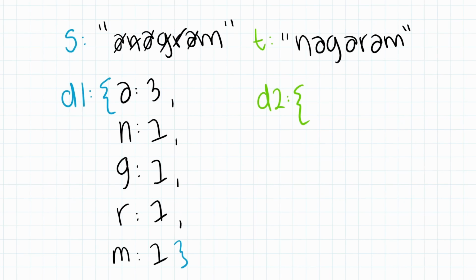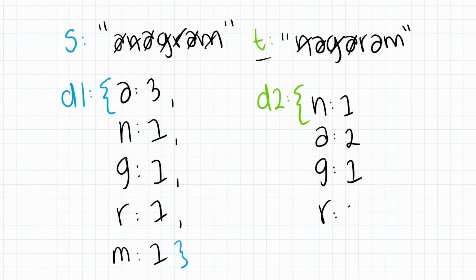So we can finish off this dictionary because we have gone through all the values and looped through them. Now we can take a look at our T string, and we're going to do the exact same thing. So we're going to do 1 for N, A is 1, G is also 1, A is 2 because we increment it, R is going to be 1, A gets incremented because we have another A value, and then we have another value which is M, and that completes our dictionary.